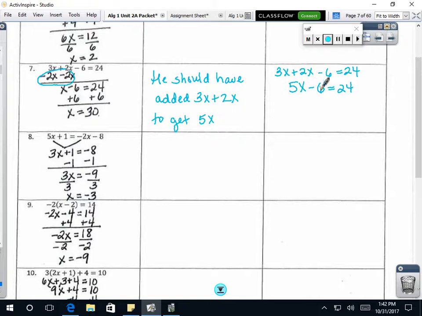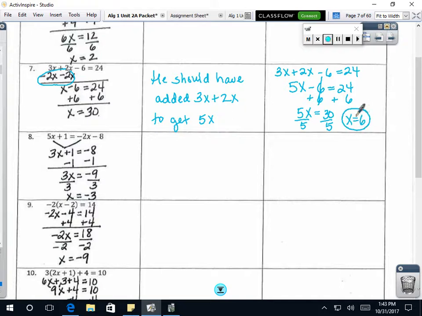Okay, so now that we did that, what do we do next? Correct, because we want to cancel out that 6 to 0. And then you add 6 on this side, and now you have 5x equals 30. And now what do you do? And so x equals 6.